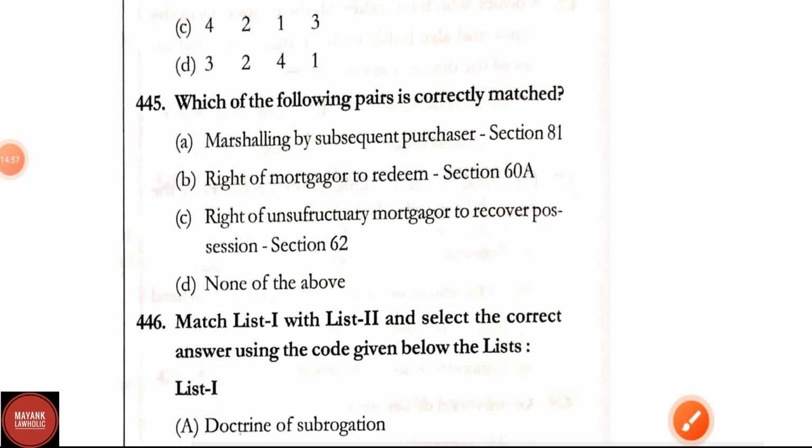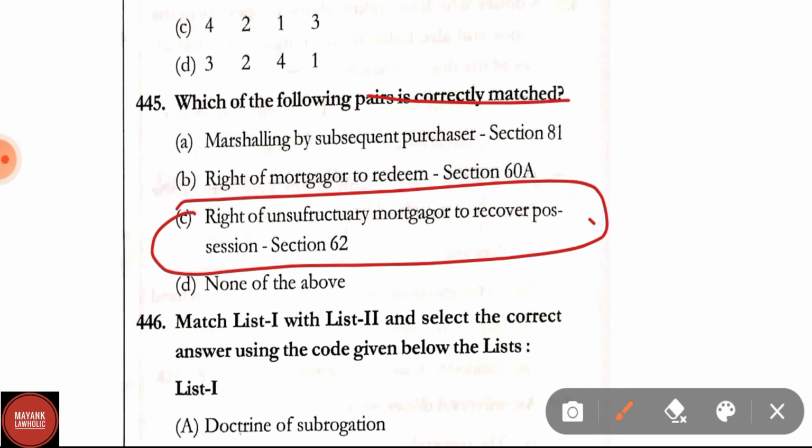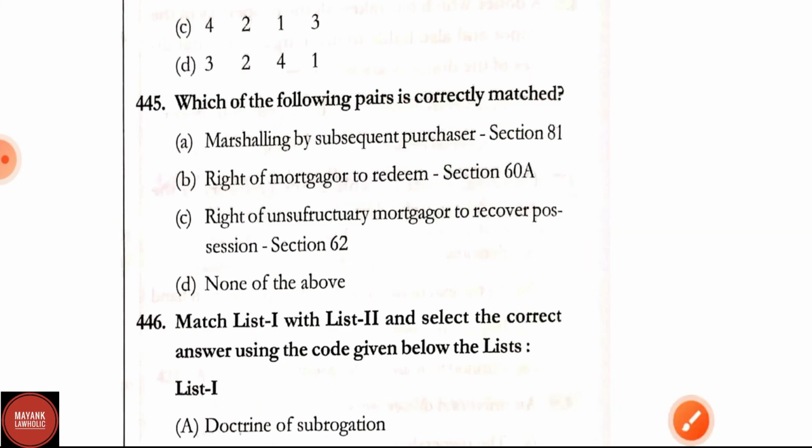Question number 445. Which of the following pairs is correctly matched? Options are marshalling by subsequent purchaser, section 81; right of mortgagor to redeem, section 60A; right of usufructuary mortgagee to receive possession, section 62; none of the above. Here it has been asked which of the following pairs is correctly matched. Correct answer is option C, right of usufructuary mortgagee to recover possession, section 62.